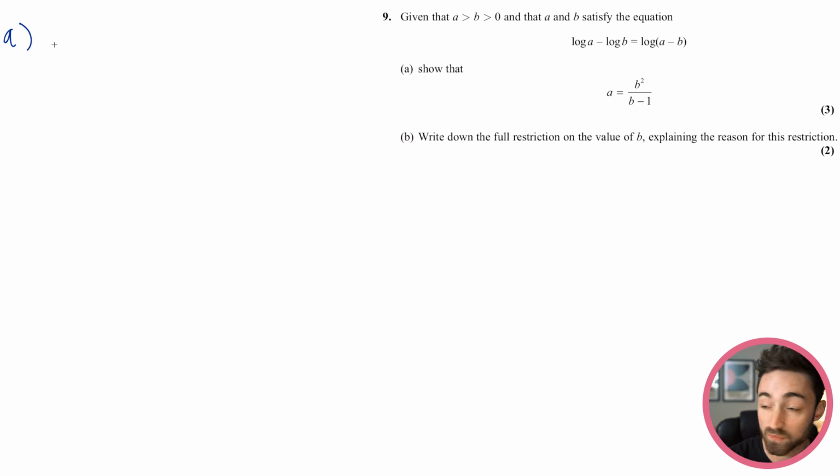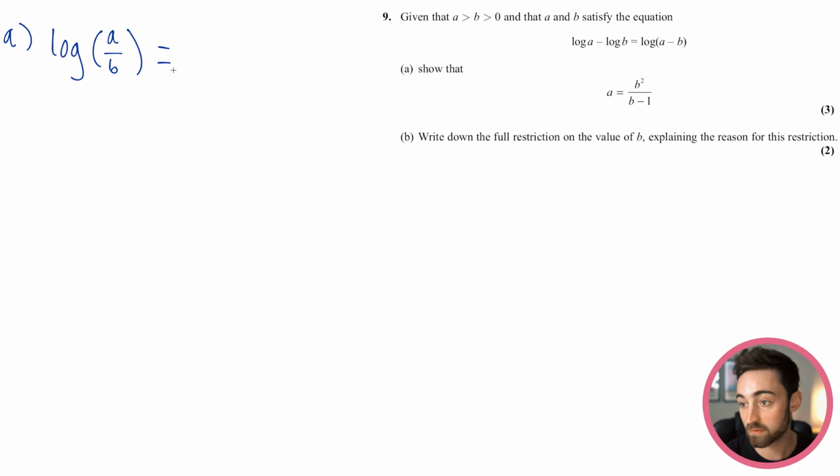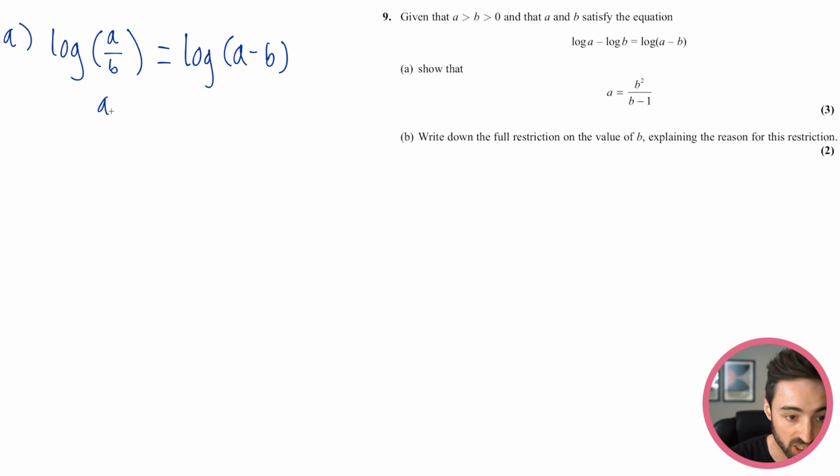So we're going to use a log law. Log a minus log b, the log law states that that is the same as log of a over b. Log a over b equals log of a minus b. Then a over b just has to equal a minus b, which is lovely. So we're actually pretty much here now. We just need to rearrange for a, essentially. So how do we want to do this?